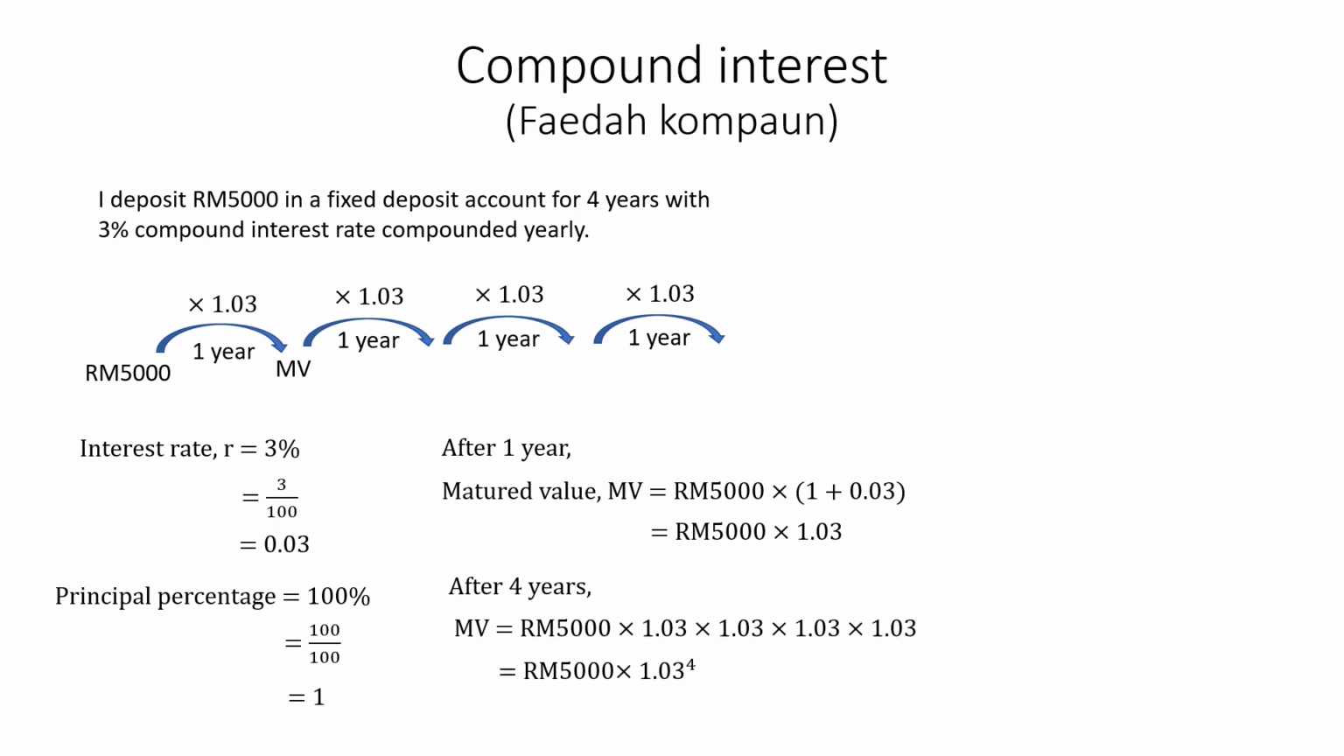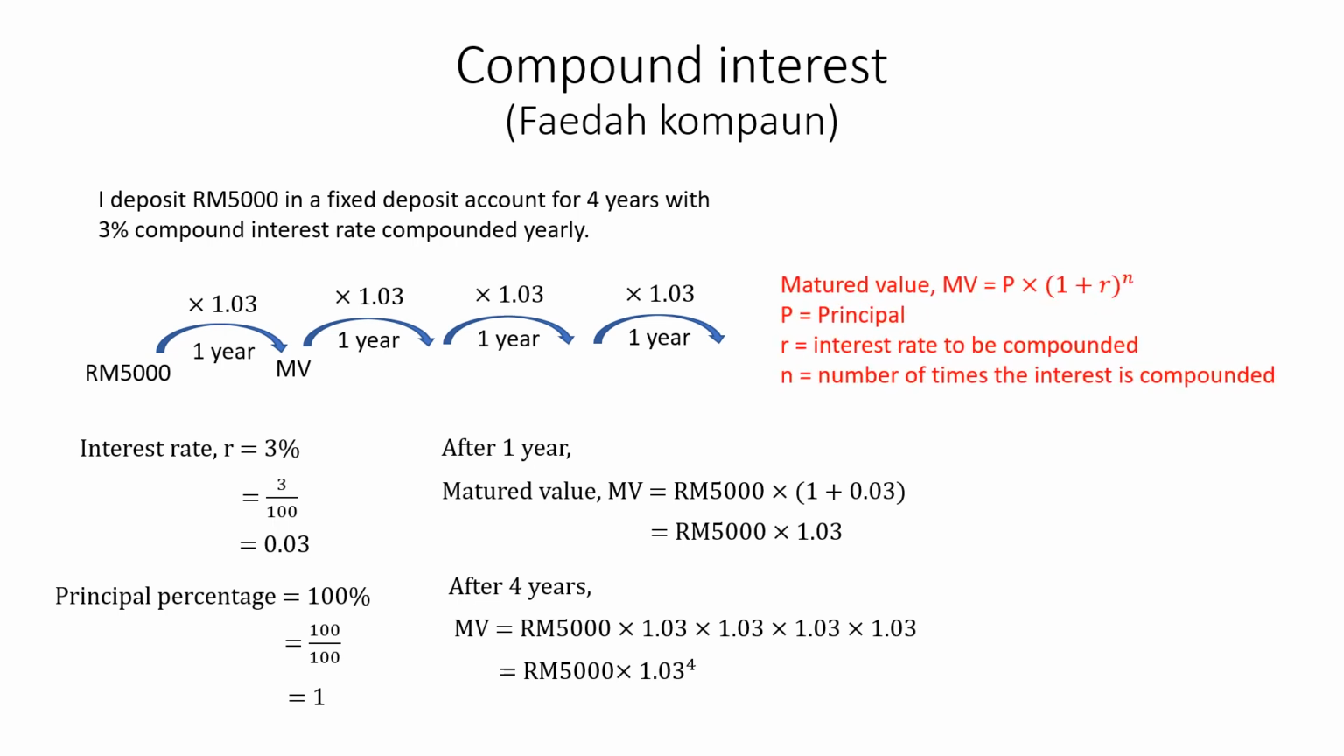And the formula for the matured value of compound interest is MV, matured value, is equal to P, the principal amount, multiplied by 1, which is the 100%, plus R, the interest rate to be compounded. And here it is the 3%, which is 0.03, so I need to write it in decimal, to the power of n. n is the number of times the interest is compounded. In this example, it is compounded yearly for 4 years, that means 4 times, so it is the power of 4.